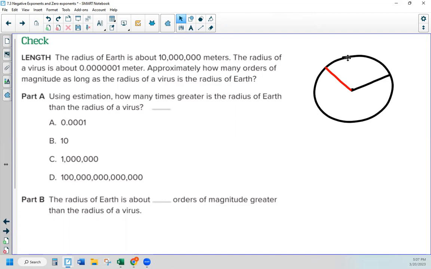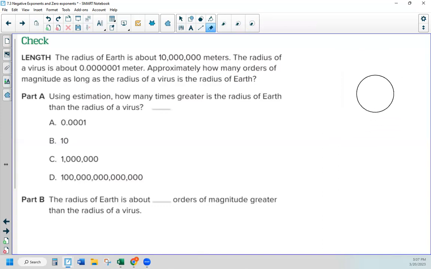Approximately how many orders of magnitude as large as the radius of a virus is the radius of Earth? Wow. So that's going to be a large number. So we're doing how much more is the radius of Earth compared to that of a virus. So using estimations, how many times greater is the radius of Earth than the radius of a virus?